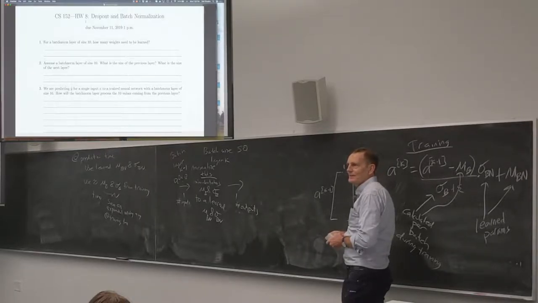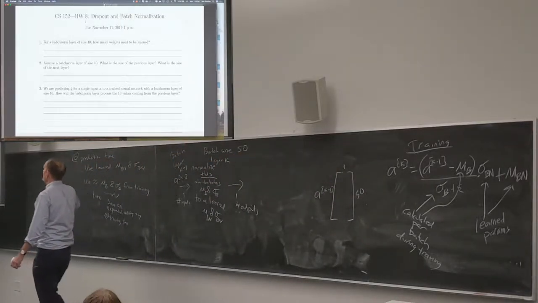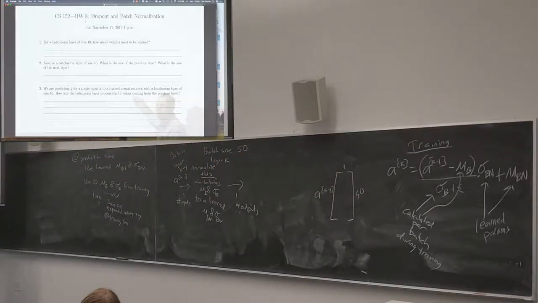Yeah, my question is coming from the answer to this. Okay, so the answer here, if we have 10, so let's look at this. We have 10 means, 10 standard deviations, 10 learned means, 10 learned standard deviations, 10 saved means, 10 saved standard deviations. Right, because we're not doing this to X before we feed it into the network. We're doing it at the same point in the network.